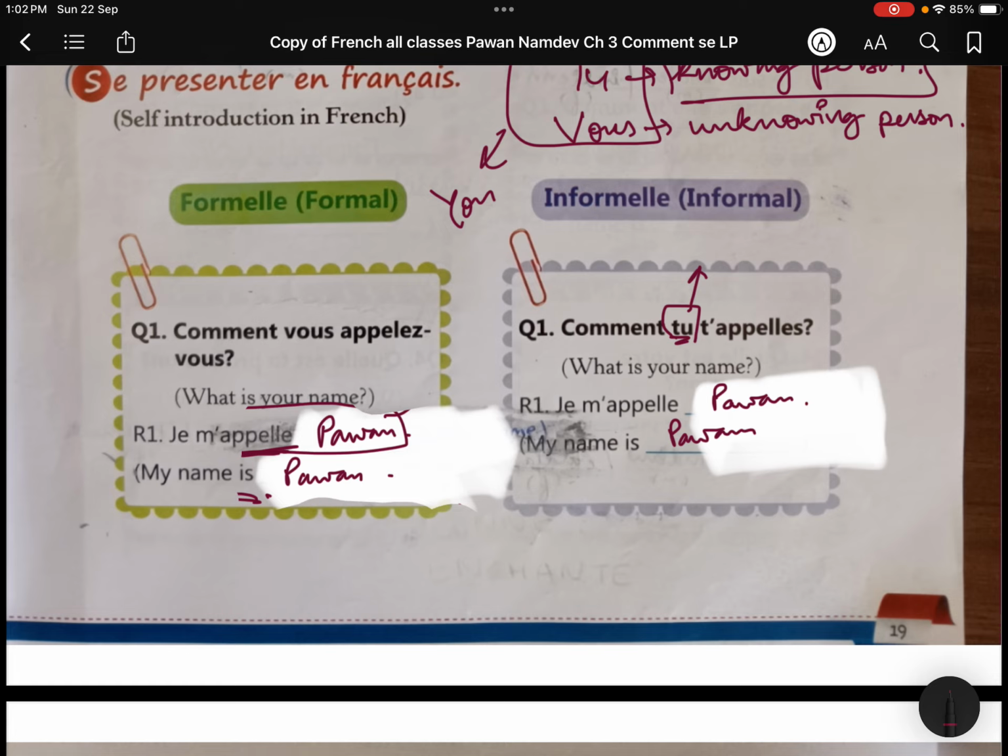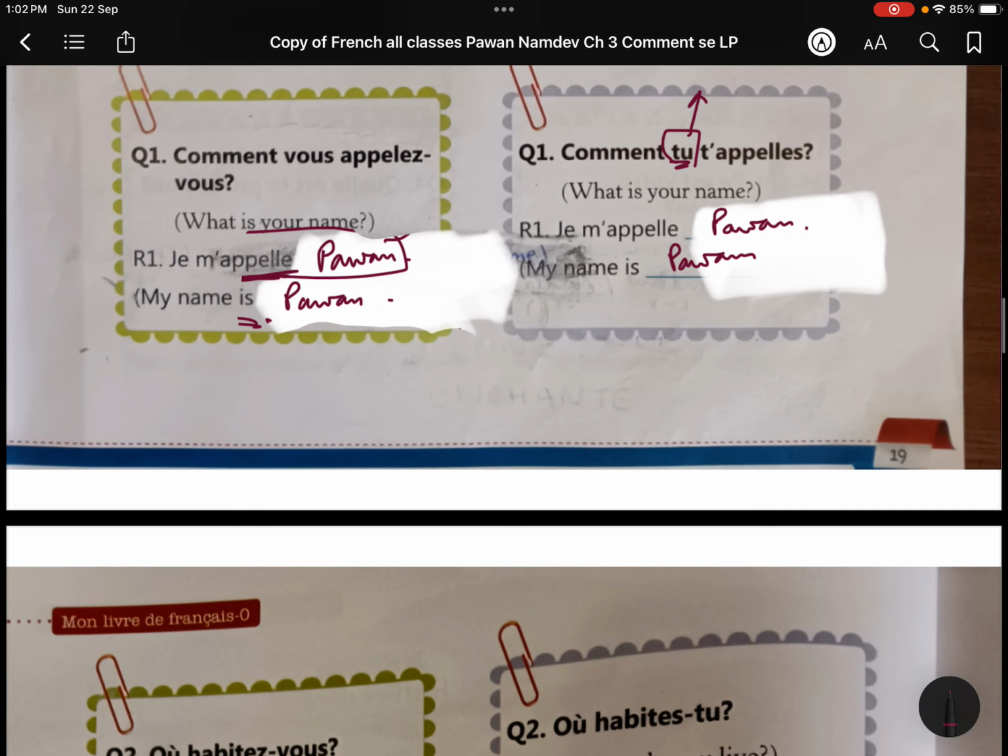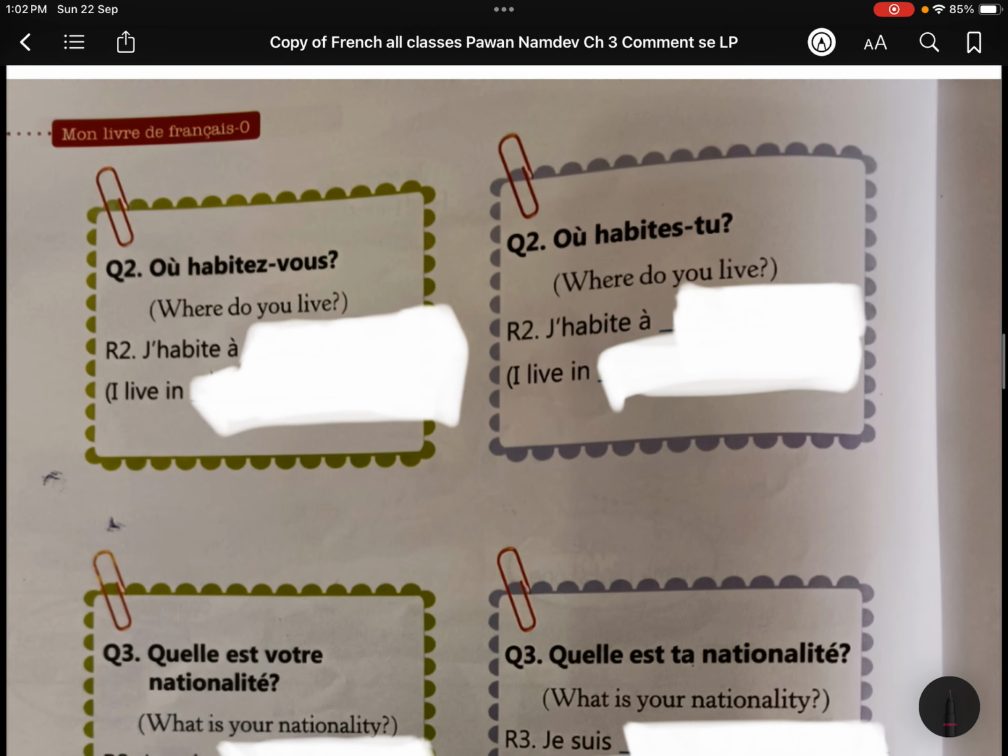In English you can just simply write it. Où habitez-vous? Where do you live? Where do you live? J'habite à. Why à? Because a city is there. J'habite à Delhi. You can just write any city. All right. I live in Delhi. I live in Delhi. J'habite à.